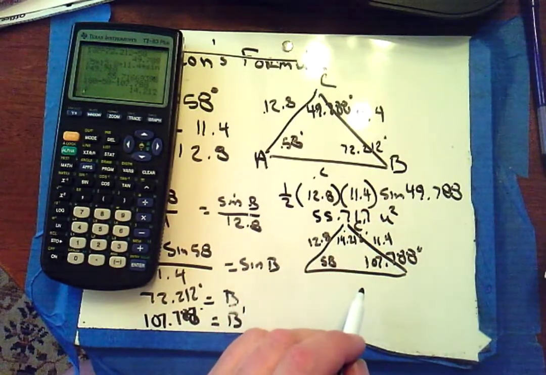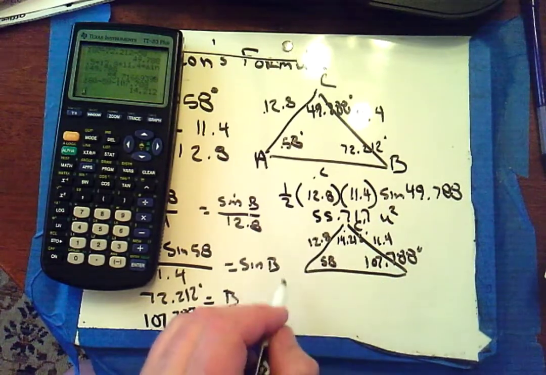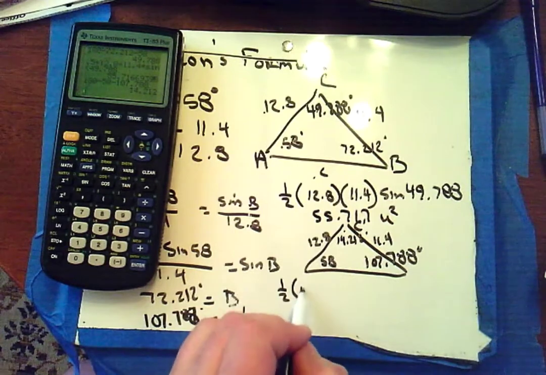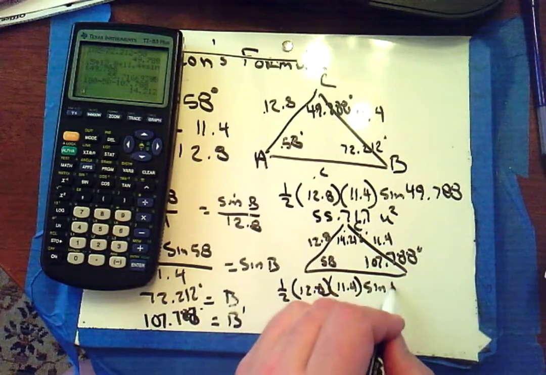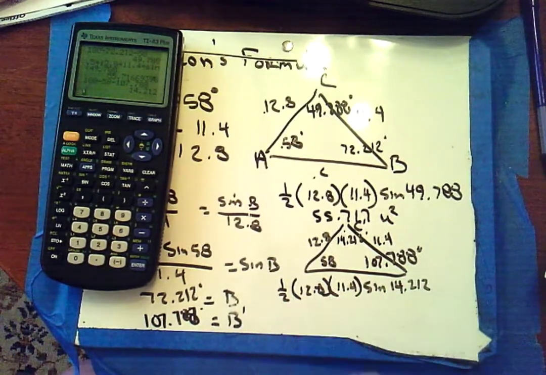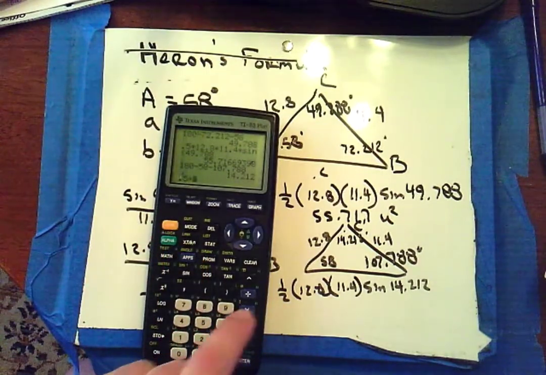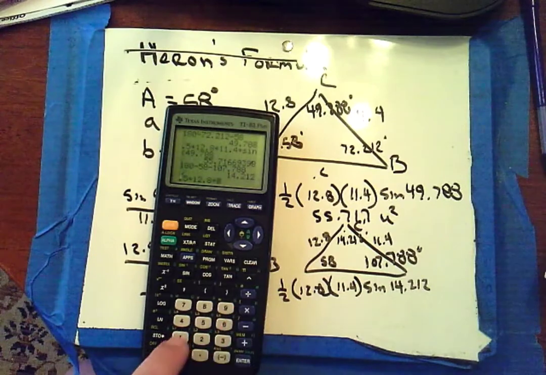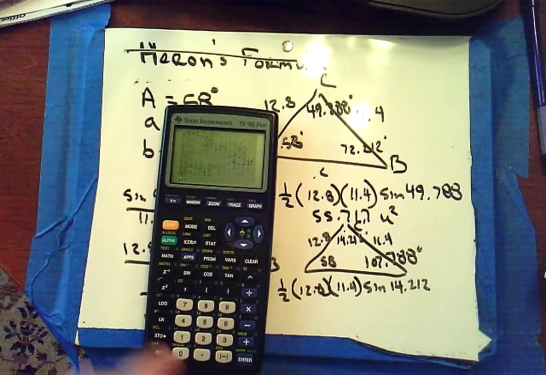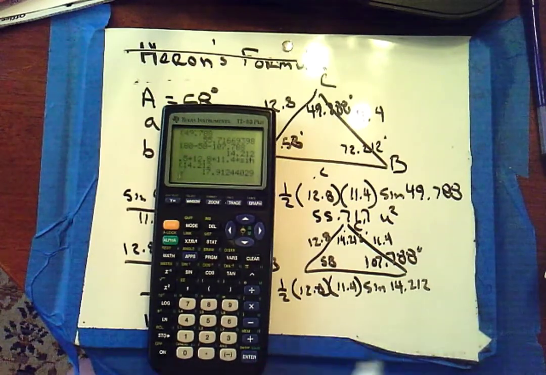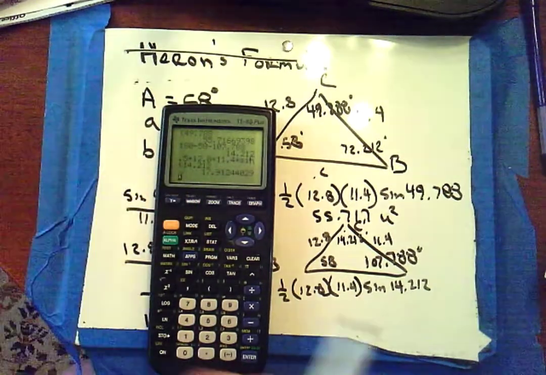And now if I use that side angle side approach to finding the area of this triangle, that would look like 1/2 times 12.8 times 11.4 and sine of 14.212. Is it going to work? Is it going to be the same? Let's see. 0.5 times 12.8 times 11.4 times sine of 14.212, and lo and behold, we get 1/2 side angle. Great.